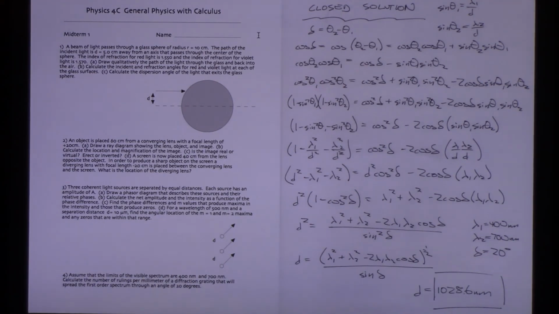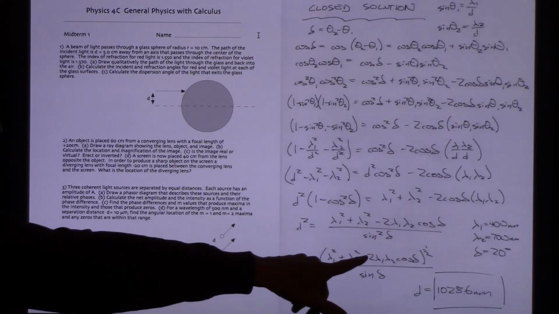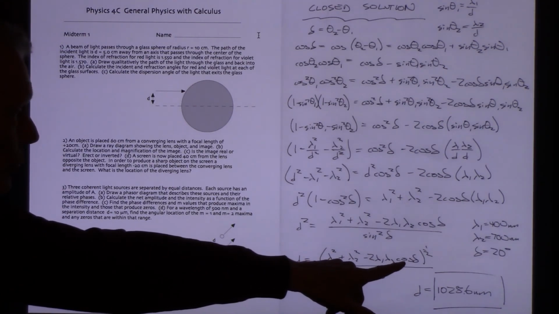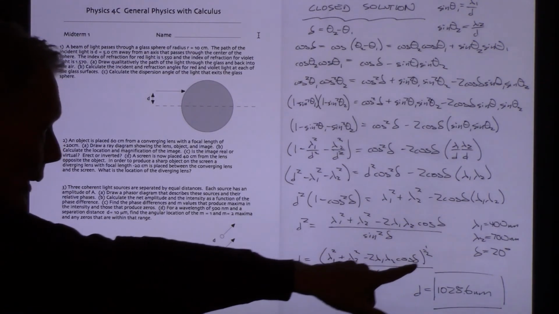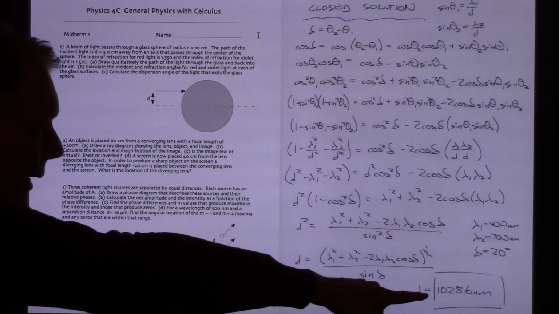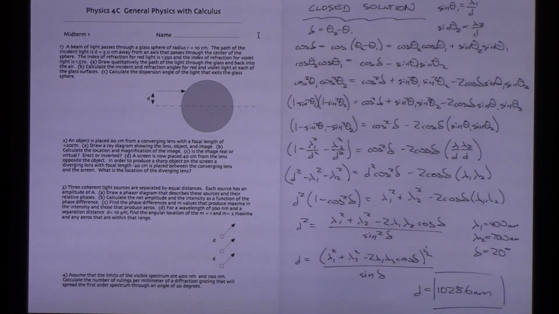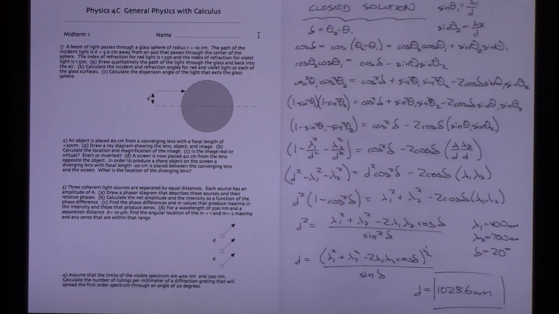I was able to put it in, it's not always a guarantee, but I was able to get this in closed algebraic form. The square root of lambda 1 squared plus lambda 2 squared minus 2 times lambda 1 lambda 2 cosine delta, over the sine of delta. It looks kind of like the law of cosines or something. And look what I got. I got 1028.6. So over here I had gotten 1028. So pretty good, it worked.